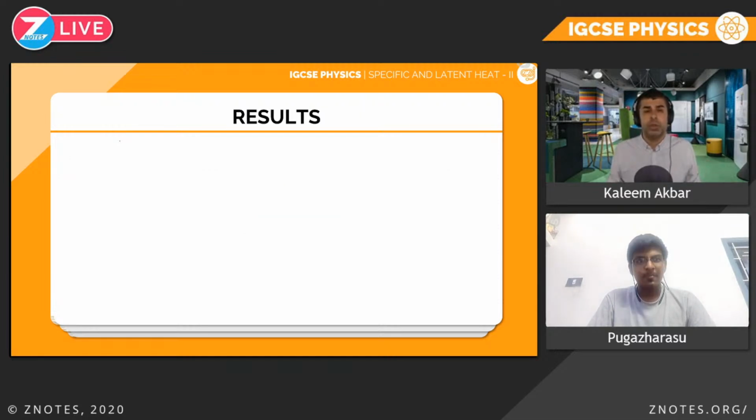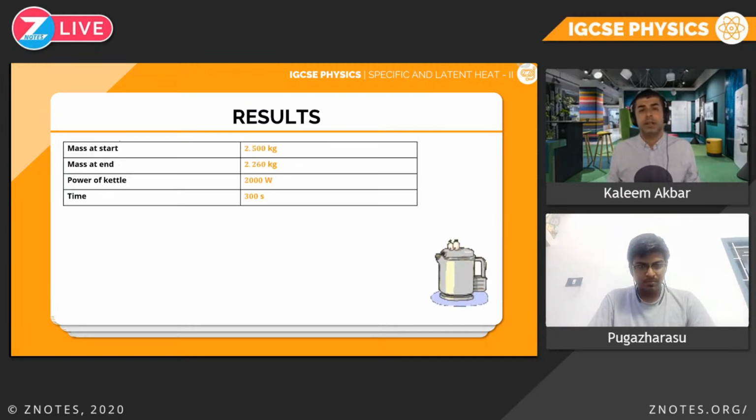So let's get into the results here. Let's pretend the mass of the kettle plus water at the start is 2.5 kilograms. Let's pretend the mass at the end is 2.260 kilograms. This time you've got the power of the kettle. There's no need to figure out the current and the voltage. They give you the power and you put in the time.